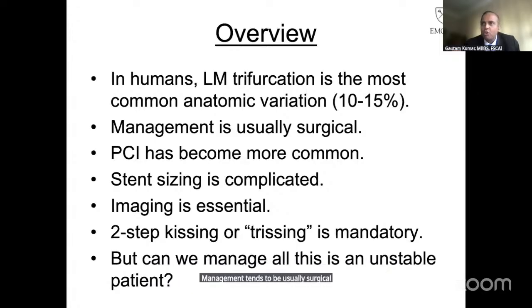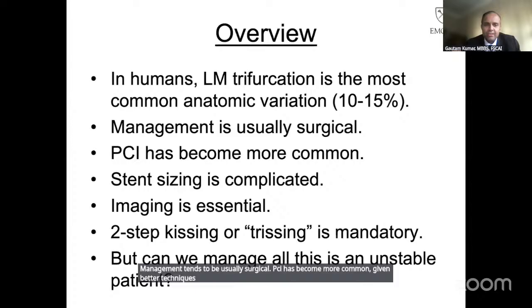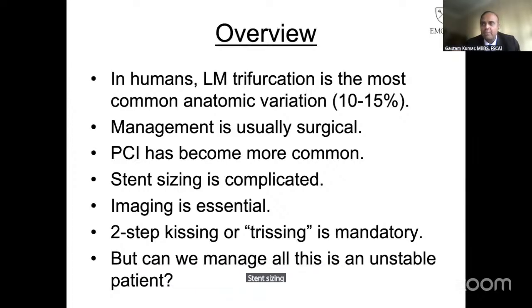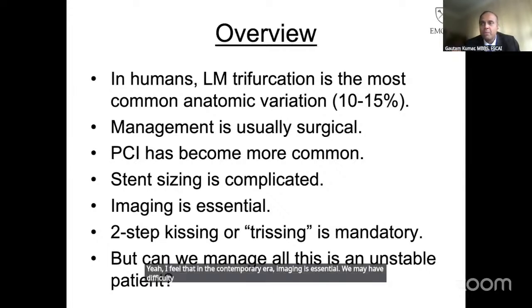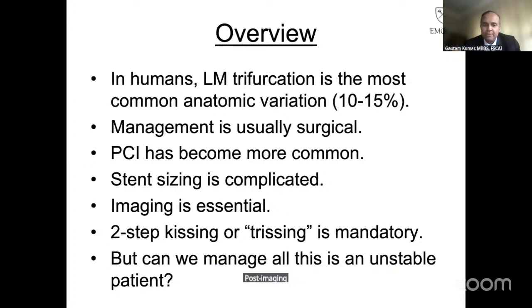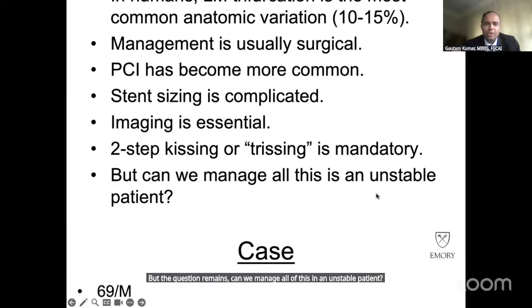PCI has become more common given better techniques, better technology. Stent sizing is complicated. We have discussed the Finet's rule, the modified Finet's rule, and a different equation that not everybody might be familiar with. I feel that in the contemporary era, imaging is essential. We may have difficulty doing post-imaging of some of the side branches because of catching on stents. Either two-step kissing or tracing is probably mandatory. POT is also just as important. But the question remains, can we manage all of this in an unstable patient? And that's what we're going to talk about here.